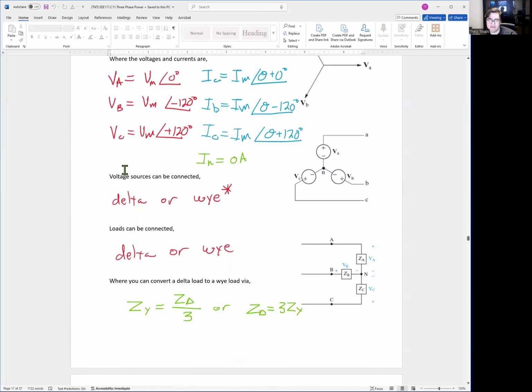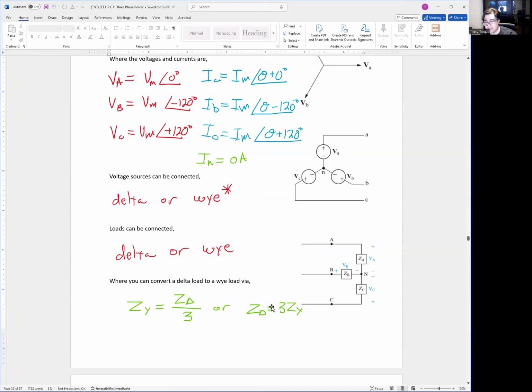Okay, here you have a voltage source that's either delta connected or Y connected, where Y connected, this one right here, is a more common one. Loads can be either delta or Y, where this is a Y connected load. And again, this is more common. But there are delta connected loads out in the system, so don't be surprised if you see them.